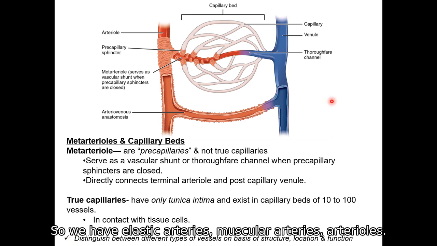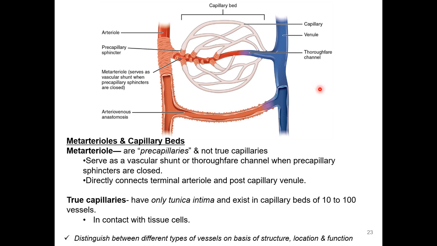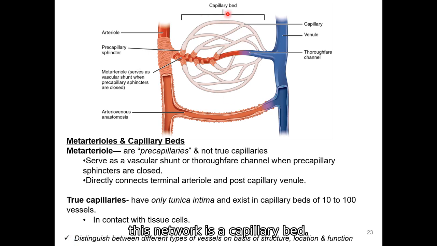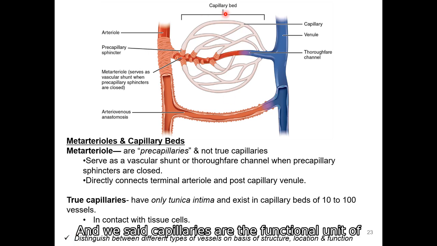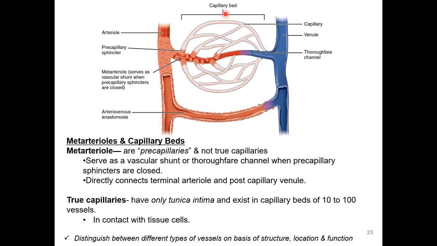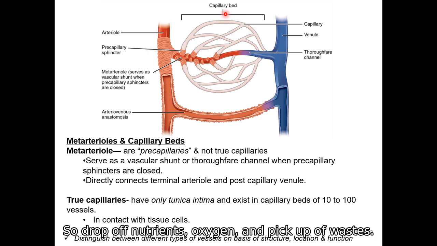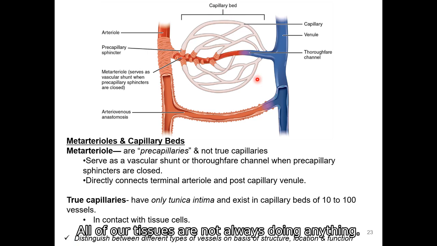So we have elastic arteries, muscular arteries, arterioles. What you're looking at right here, this network, is a capillary bed. And we said capillaries are the functional unit of the cardiovascular system. Those are the vessels where we're going to get exchange, right? So drop off nutrients, oxygen, pickup of waste.